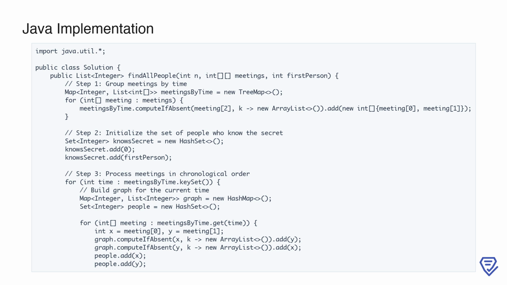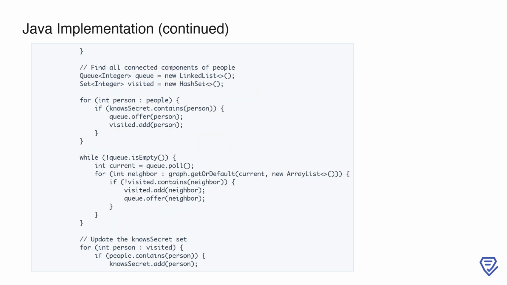Next, we initialize a set called knowsSecret, which will keep track of all the people who know the secret. By default, person 0 knows the secret, and we also add firstPerson to this set since they are initially informed. Following this setup, we iterate through the meetings grouped by time. For each time slot, we construct a graph where the nodes represent people and the edges represent the meetings between them. Alongside this, we maintain a set of all the people involved in the current time slot to ensure accurate processing.